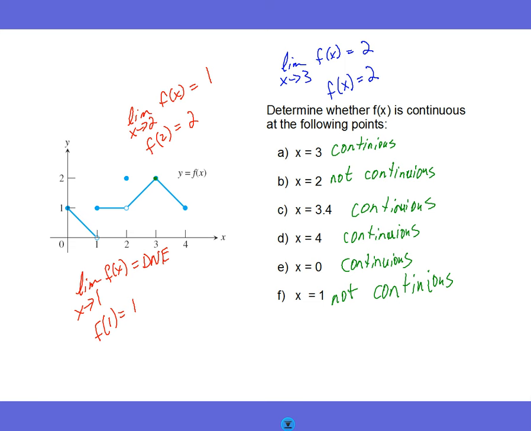I think so. I think that when my limit value is equal to my function value, then my limit, I am continuous. That might be a theorem. Let's find out.